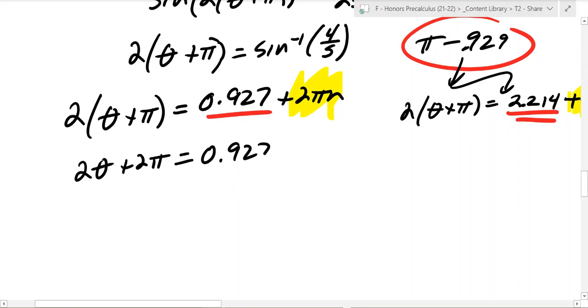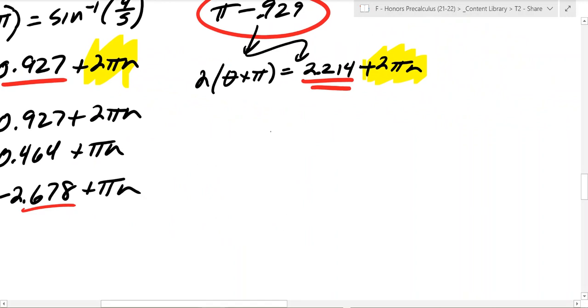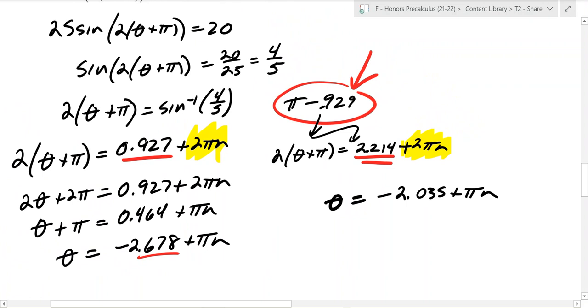So 0.927 plus 2 pi n, and then you divide by 2, you get theta plus pi is equal to 0.464 plus pi n, and then after you subtract pi, theta is equal to negative 2.678 plus pi n. Use decimals and always go to 3 decimal places. Over here, if you do the same exact type of work, you end up with theta is equal to negative 2.035 plus pi n.